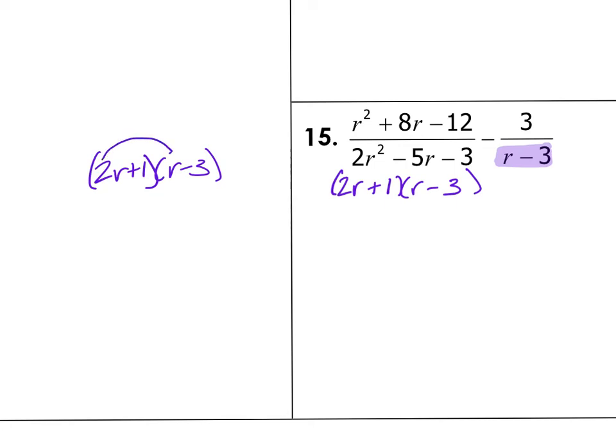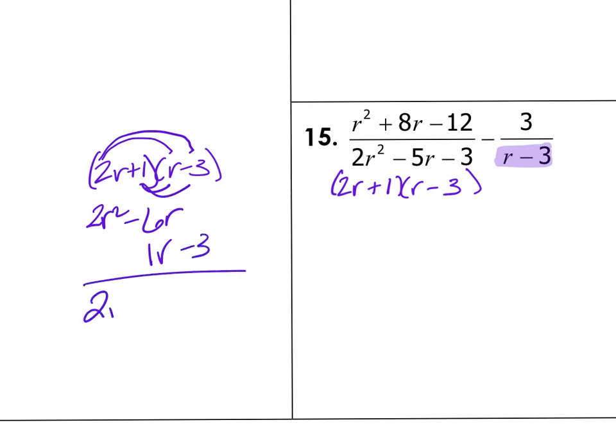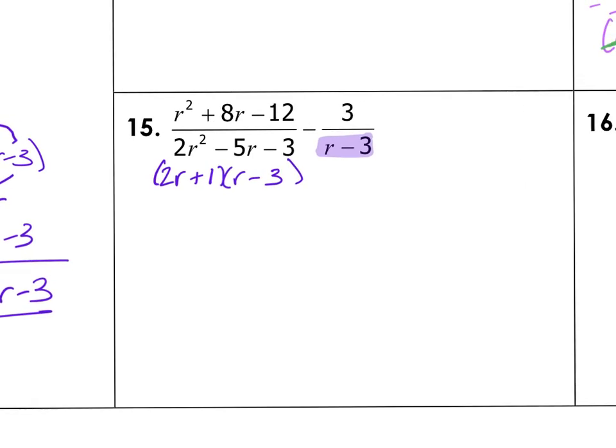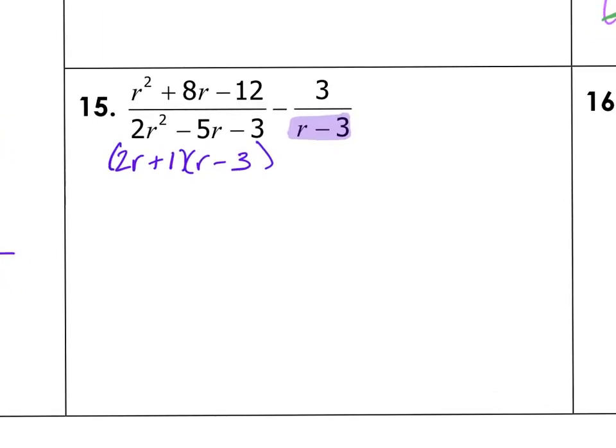Okay, so we're just going to multiply it out, 2r plus 1 times r minus 3. 2r times r is 2r squared. 2r times negative 3 is negative 6r. 1 times r is 1r, and 1 times negative 3 is negative 3. So I've got 2r squared minus 5r minus 3. Is that correct? Yep. So I've got the right factorization.